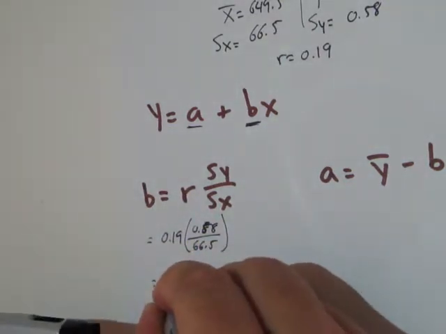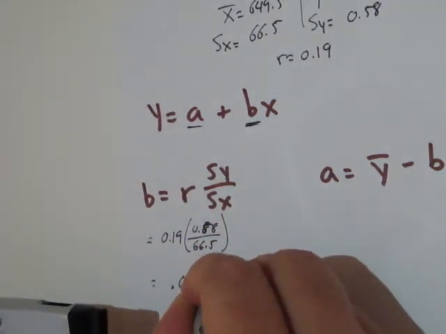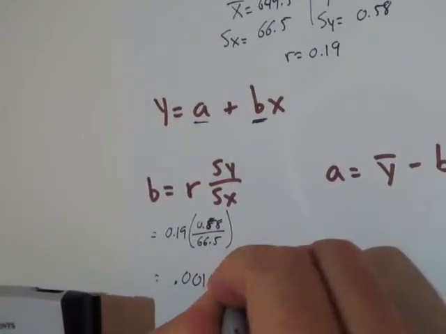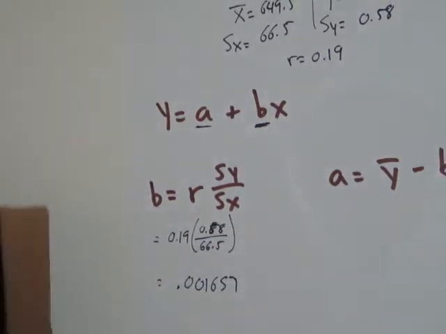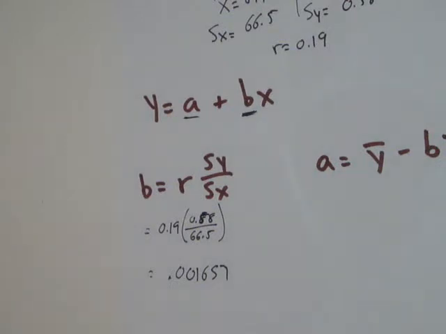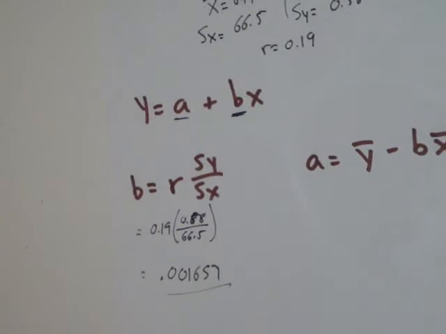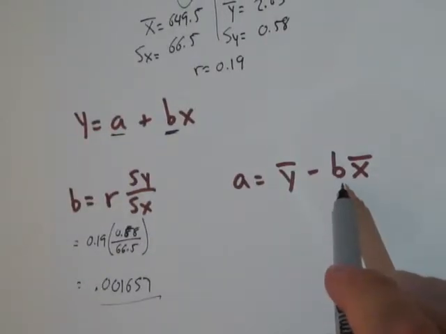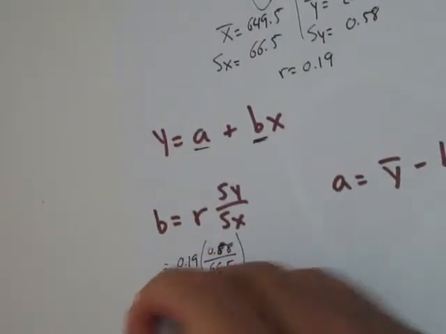I'm going to multiply that now times my 0.19, and I get 0.001657, and it keeps on going after that. But I'm going to stop there and round it off at the end. I'm going to use that as my b value, so that's going to get plugged in over here.